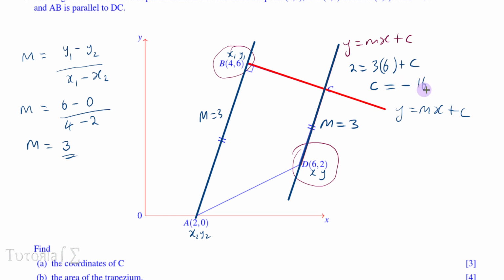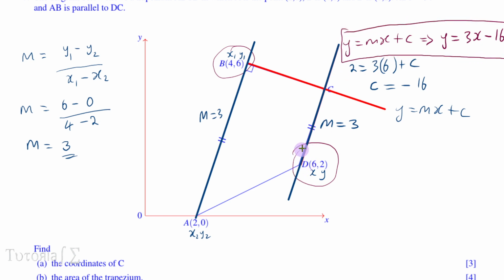Okay, so this will give us negative 16. When 3 times 6, that is 18. When we transpose it here, it will be 2 minus 18, which will give us negative 16. So meaning that we have our c and we have our m, meaning that the equation of this line is basically y is equal to, our m is 3, so it will be 3x plus c, which is negative 16, so it will be minus 16. So 3x minus 16.